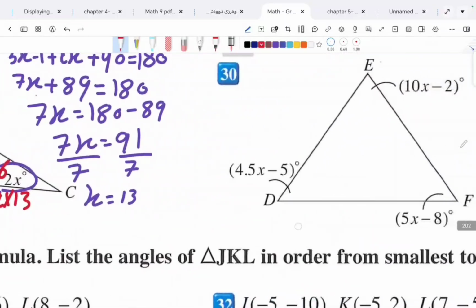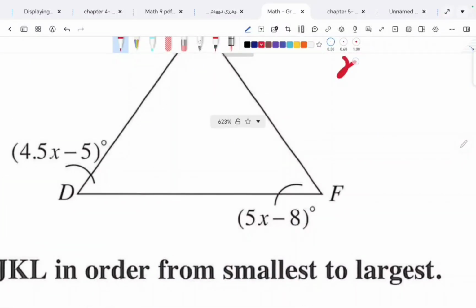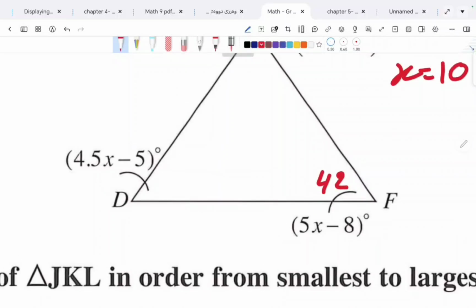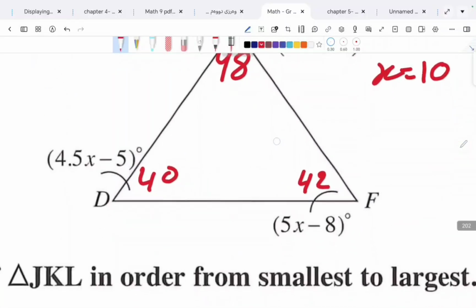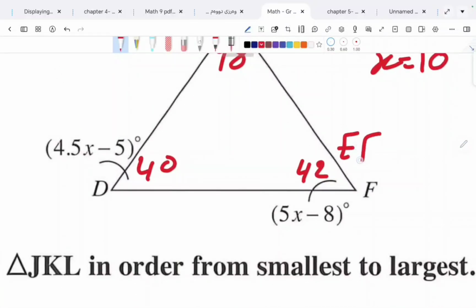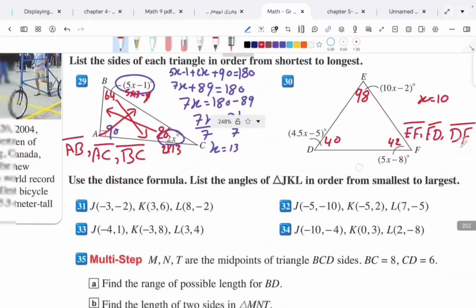Okay. Same thing for this one. When you find x equals 10. Okay. Then order them. This one, it will be 5 times 10 minus 8 equals 42. This one, 4.5 times n minus 5, which equals 40. And this one, it will be 98. Then order the sides, it will be EF, then ED, then you have DF. Okay.